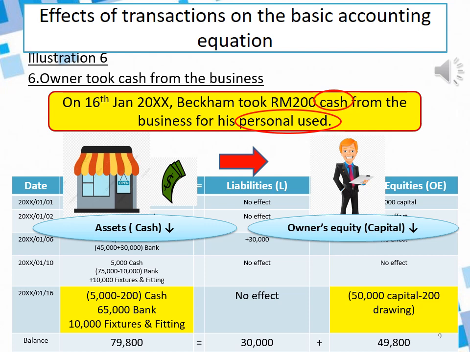When we record all those transactions from illustrations 1 to 6 using the basic accounting equation, eventually we will get the equal amount between assets and equity plus liabilities.